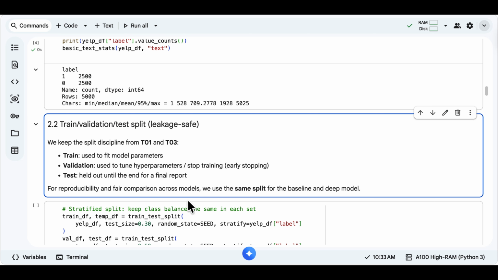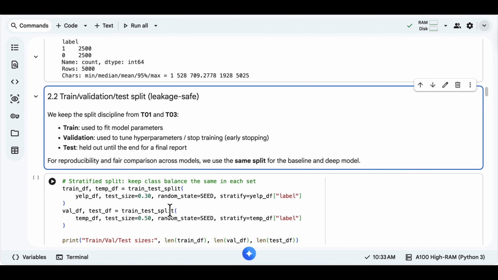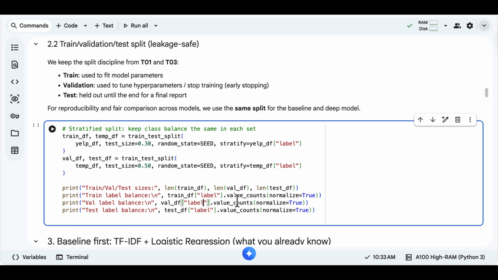Training data is where the model learns its parameters. Validation data helps us tune settings and decide when to stop training. Test data stays hidden until the end, so we get an honest estimate of future performance. Using the same split for both the baseline and the deep model makes the comparison fair. Otherwise, differences in data partitions could look like model improvement when they are really just sampling noise.